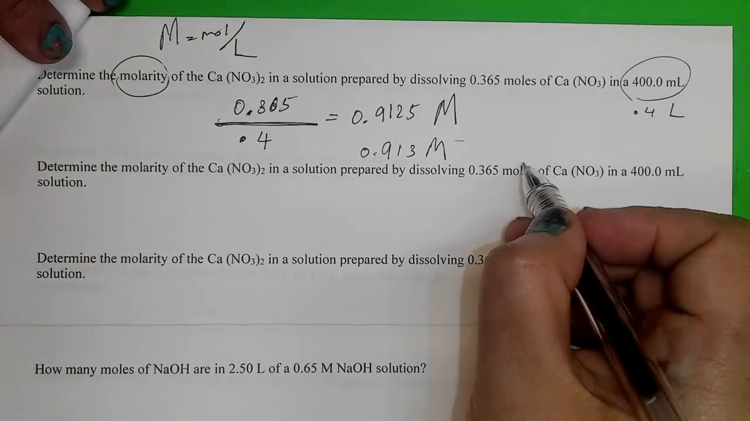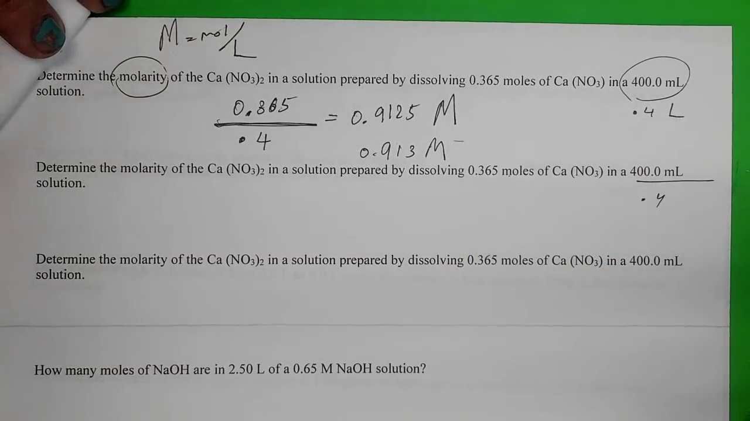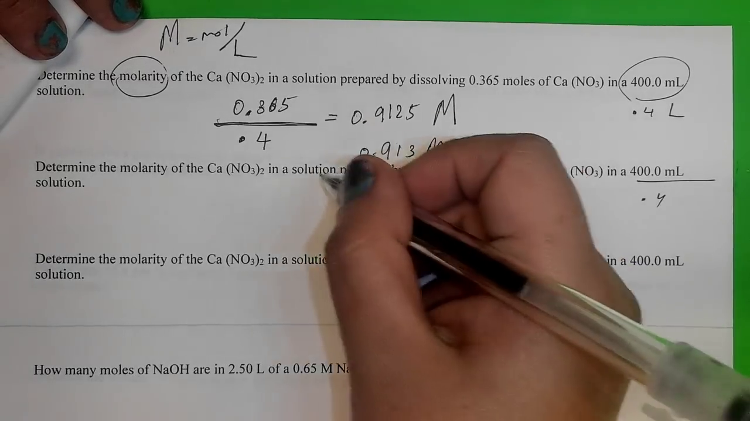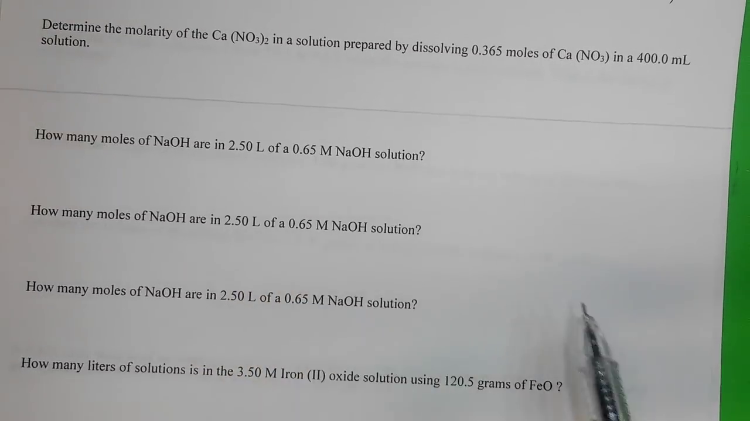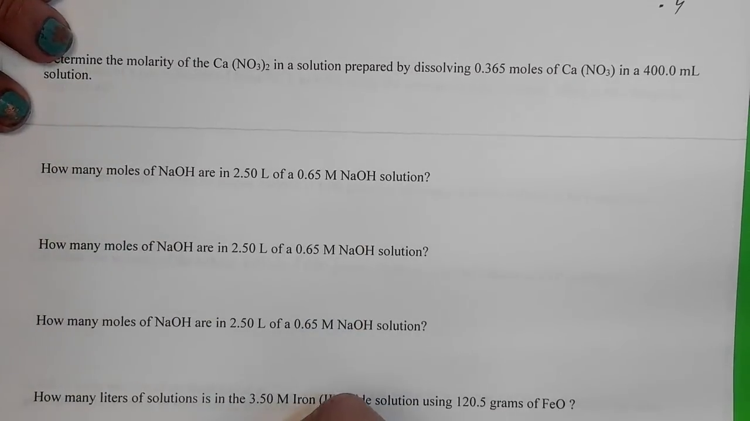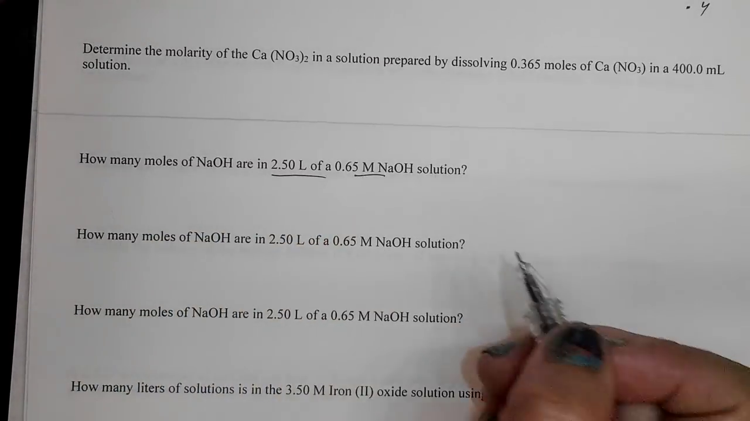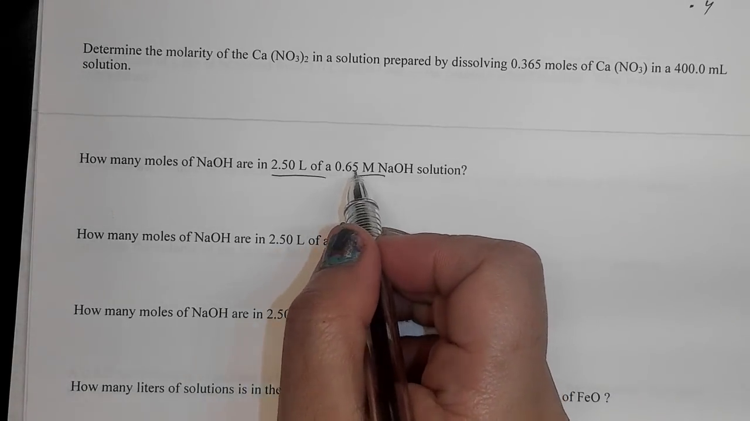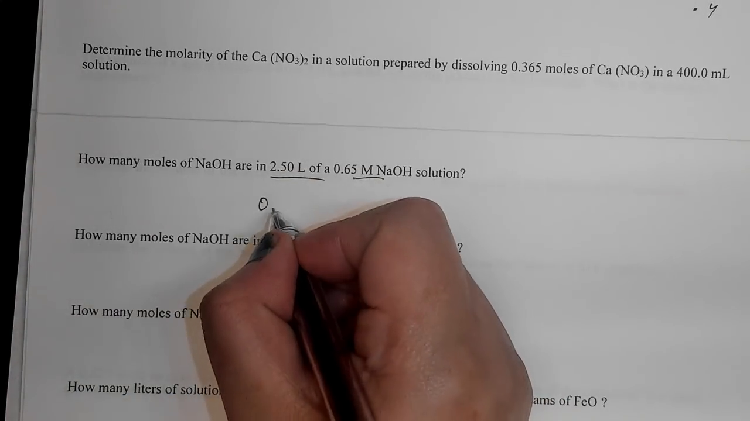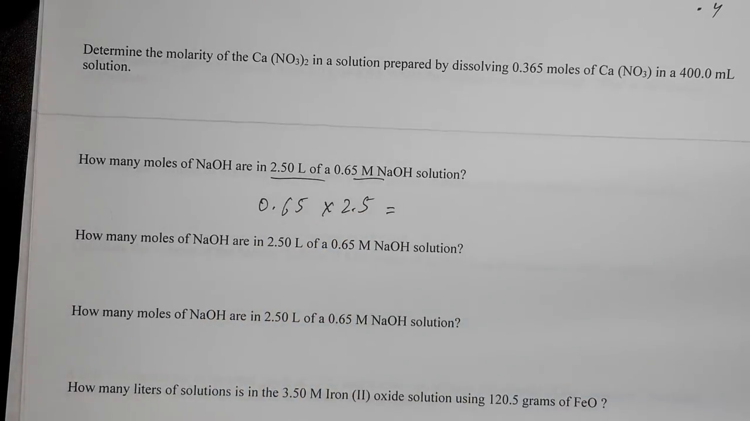Next one. Moles. This is 0.4. Oh, wait. I actually have the same number. Oops. I forgot to change them. So you are having the same question 3 times. So you can just use that one. Okay, liter, milliliter, molarity. So we're going to do molarity times liter. 0.65 times 2.4.